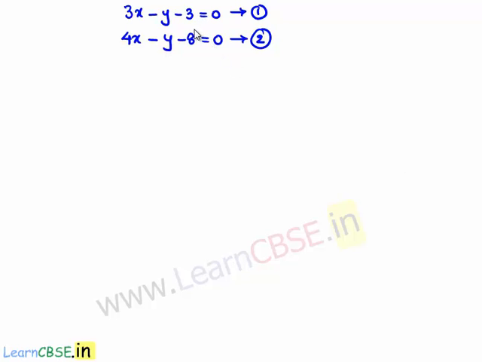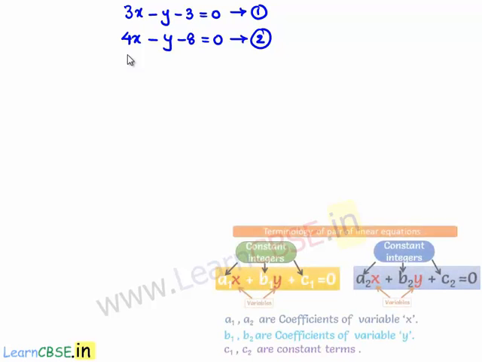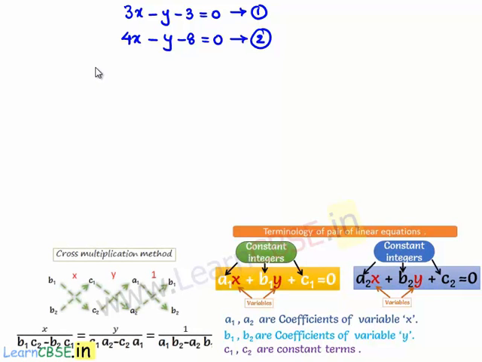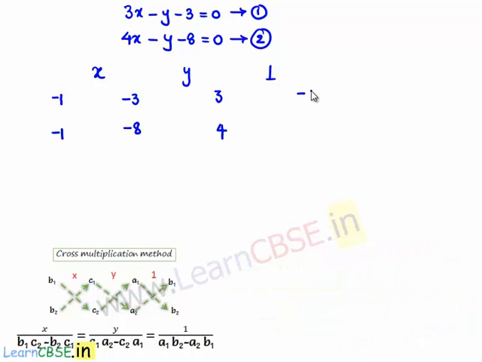Now we are required to find the solution of this problem by the cross multiplication method. So for the cross multiplication method, we need to draw a diagram which is as follows. So first write x, then y, and then 1. Next, write the coefficients of y here, which is minus 1 and minus 1. The constant terms here, minus 3 and minus 8. The coefficient of x here, 3 and 4. And again the coefficients of y, which are minus 1 and minus 1.